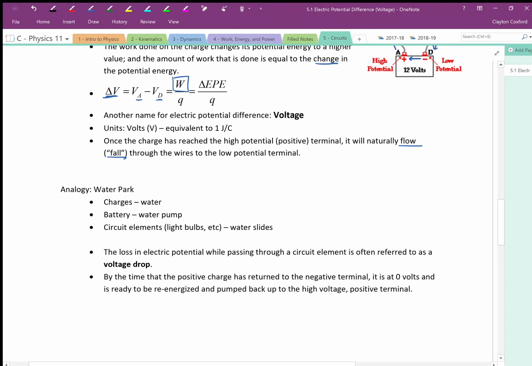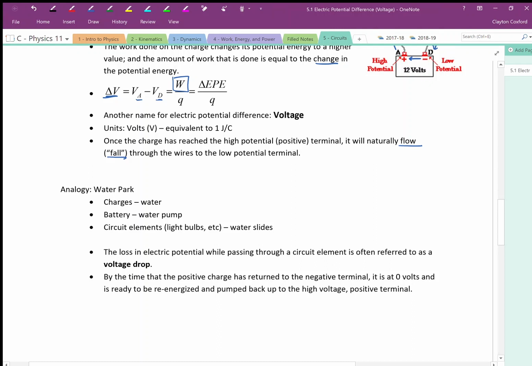And the circuit elements, the different things that the charges are flowing through to power our light bulbs, our stove, whatever things that we're running, those are like the water slides. The whole point of pumping the water up to the top is so that they can go down the water slides. All right, here's going to be my crude little picture.